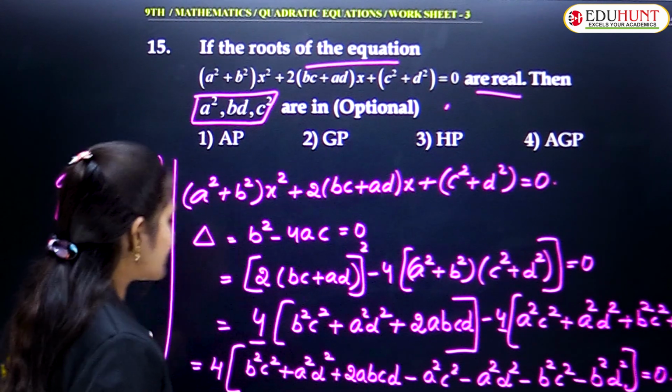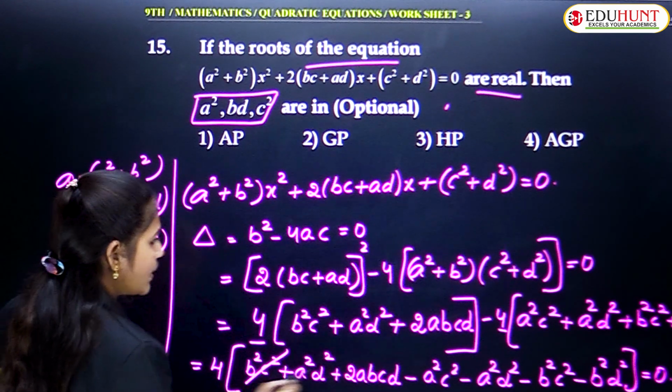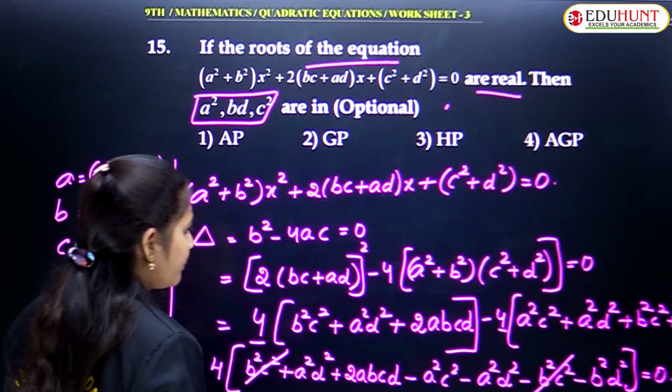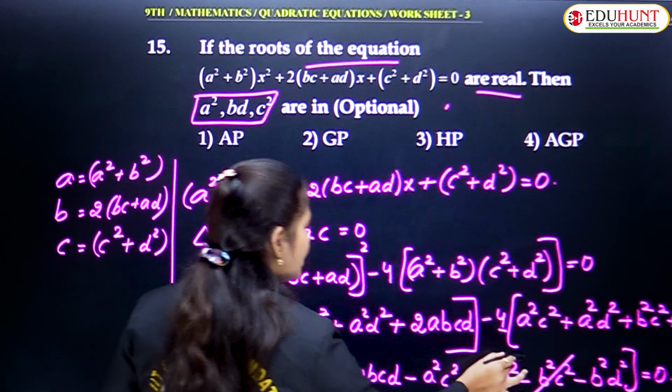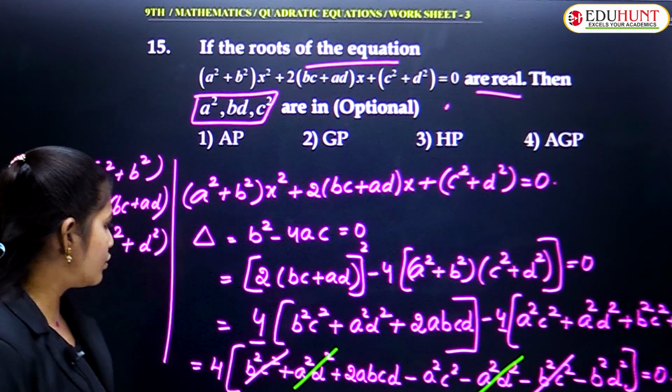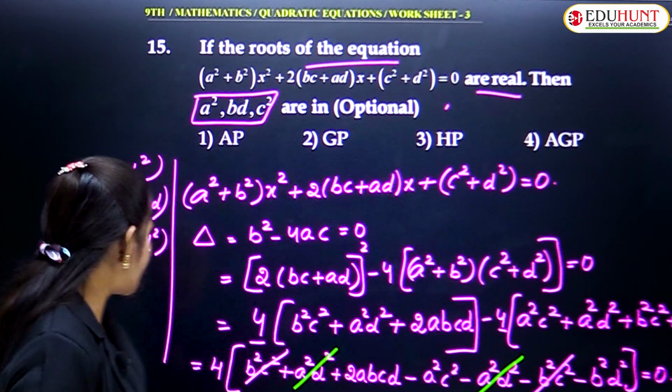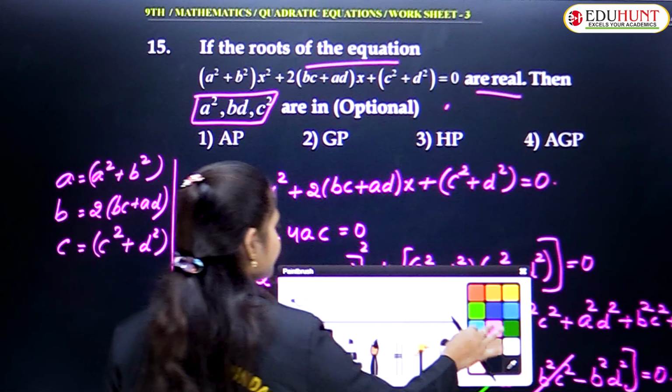So here any cancellation terms? Yes, b square c square and minus b square c square. Next, a square d square and here also a square d square. Those two terms also cancel. Any other common terms? Not there.